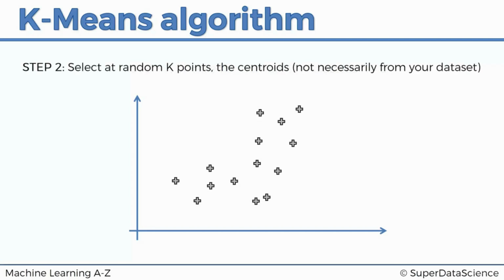All right, and then step 2. Select at random k points, which will be the centroids of your clusters, and not necessarily from your dataset. So what that means is that they can be actual points in your dataset, or they can just be random points on your scatter plot. It doesn't matter where you select them. So let's say we selected these 2 centroids, the blue centroid and the red centroid.